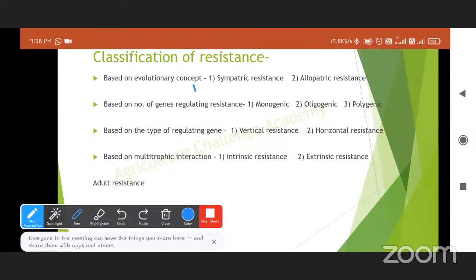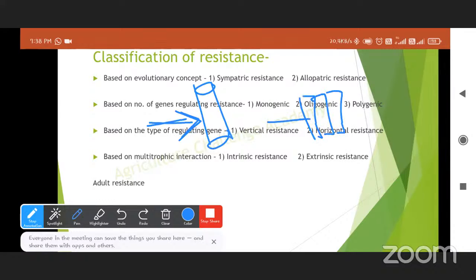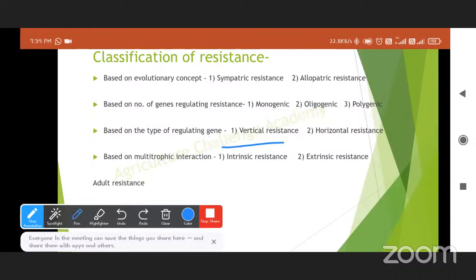Just consider an example: this is one log, and one person can come and break it. But if there is a bunch of logs, one person will not be able to break it. The same thing applies in the case of vertical and horizontal resistance. If it is governed by a single or few genes, then it can easily be broken. While in horizontal resistance, many genes are contributing their effect, so it cannot be easily broken. It is very hard to find the pinpoint for that insect.